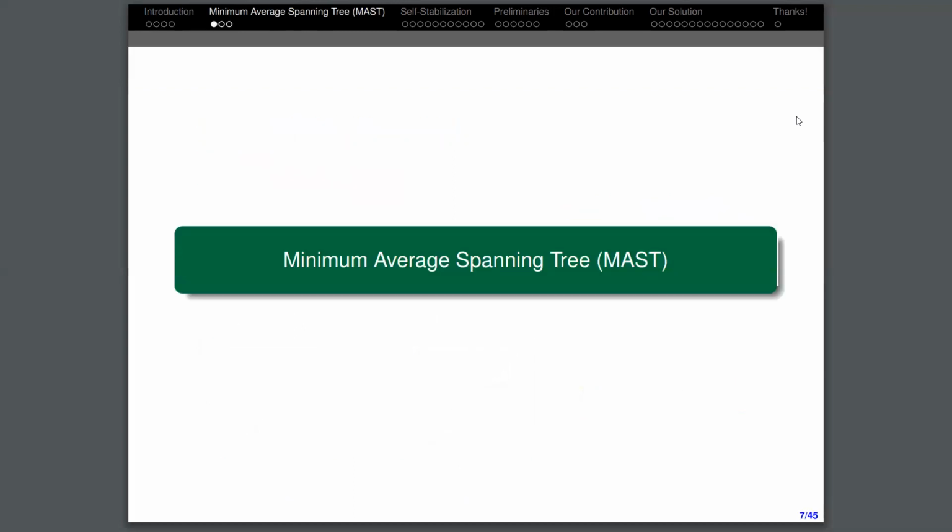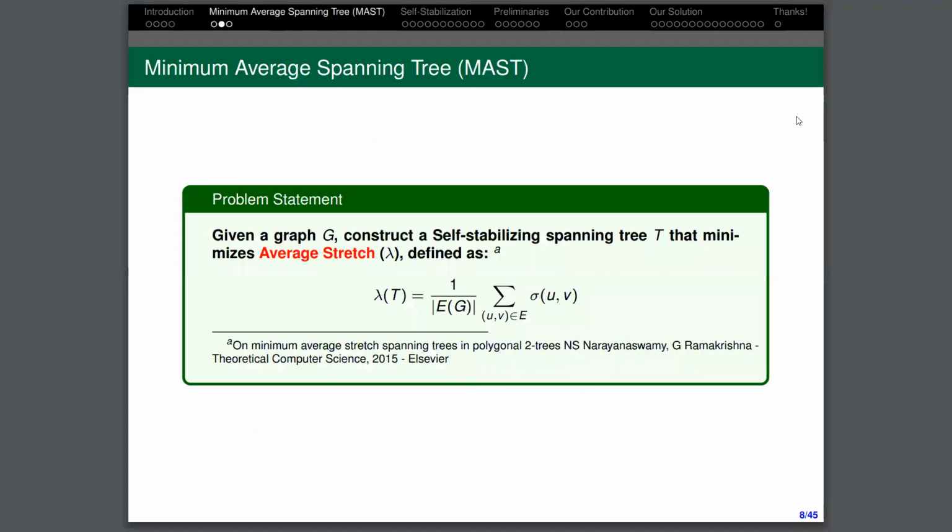Okay, so now we look at the problem we want to address in this work. This is about constructing a self-stabilizing spanning tree that minimizes the average stretch for all the edges in the graph. In short, the spanning tree minimizing the value lambda in this equation is the desired output. So the general problem of constructing a MAST, however, is NP hard.